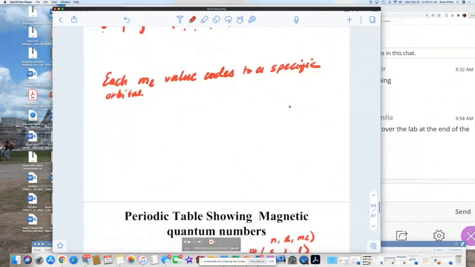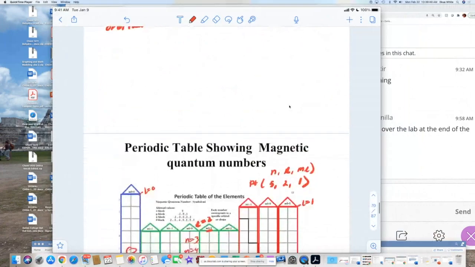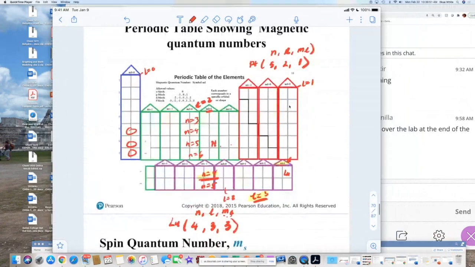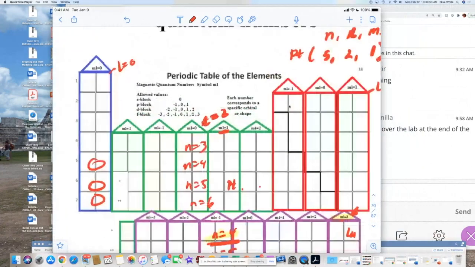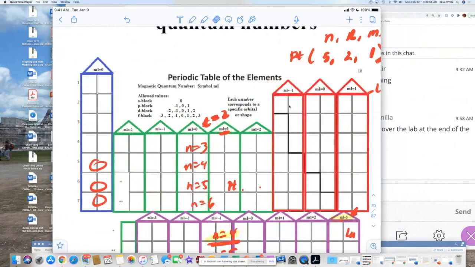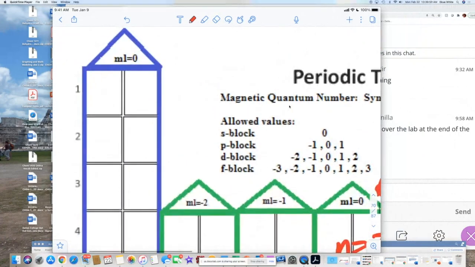So let me go ahead and finish that part out. We will come back to this page right here. Remember, this shows you the M sub L. Based on what we just covered, there was only one M sub L for the S shape. That's it right here. M sub L is equal to 0. That applies to the first 2 columns. Everything in the S block is M sub L 0. That just means these are all round, right? Spherical.